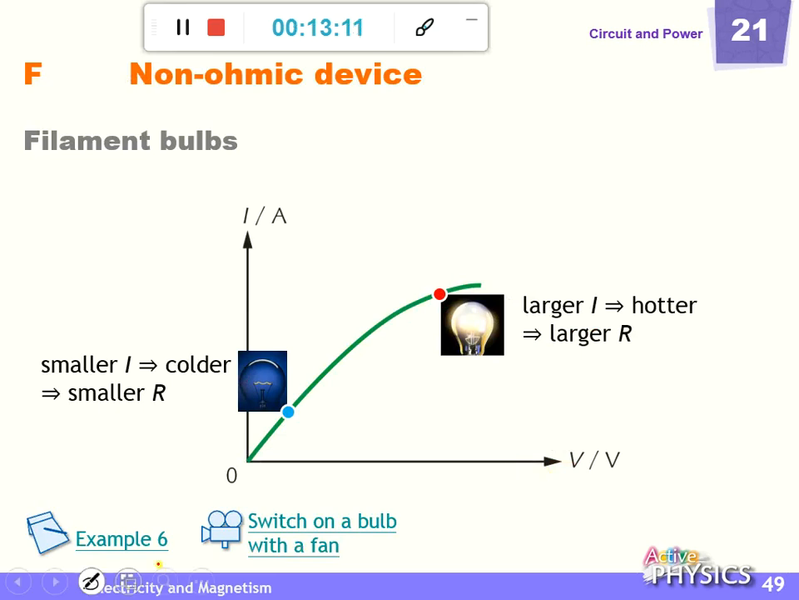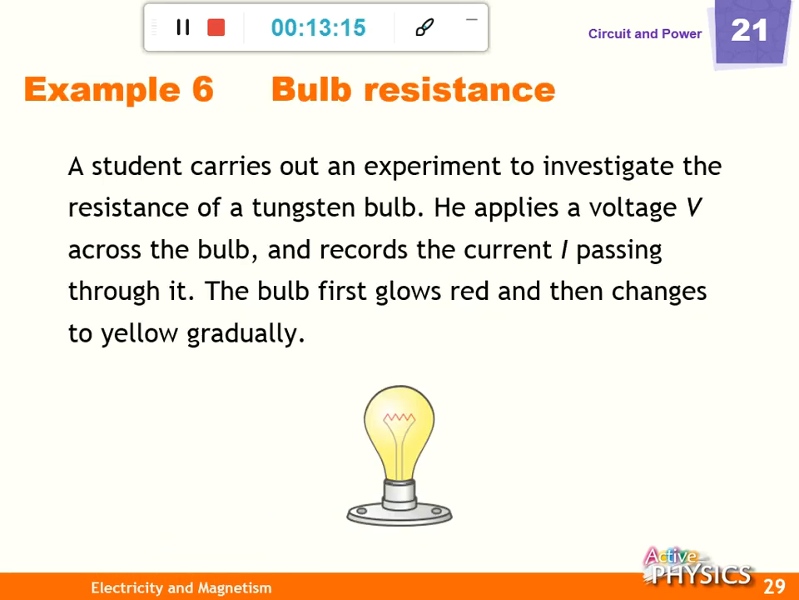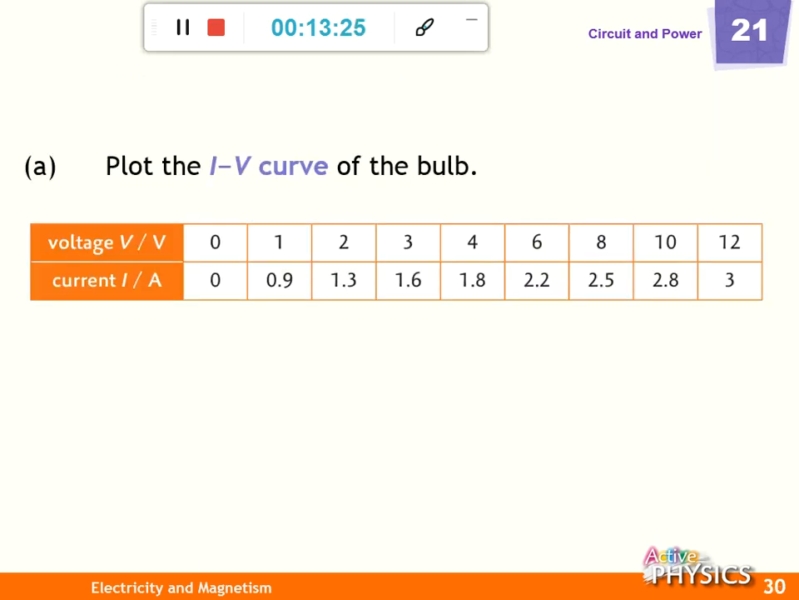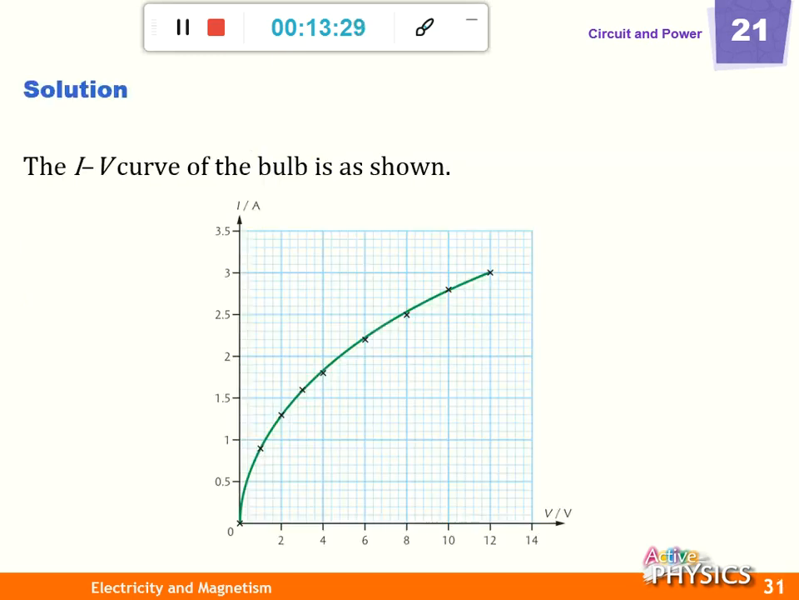Okay, go back to example 6. This one. Look at your book. Back resistance. Then what will happen? You can use the data points in the table to plot a graph. How to describe this graph? You can say that it bends downward.